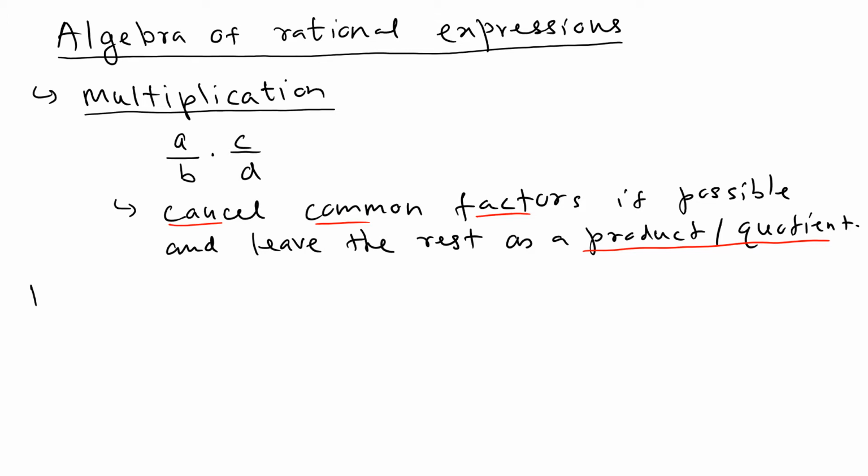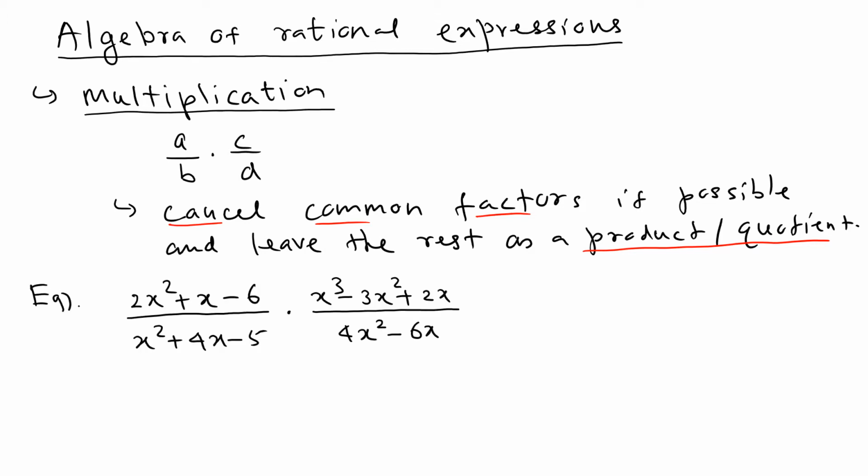So we can do this one. We have 2x squared plus x minus 6 divided by x squared plus 4x minus 5, times x cubed minus 3x squared plus 2x divided by 4x squared minus 6x. So the first step is to factor these. So we're going to factor the first one. The two factors are 2x minus 3 times x plus 2, divided by x plus 5 times x minus 1.